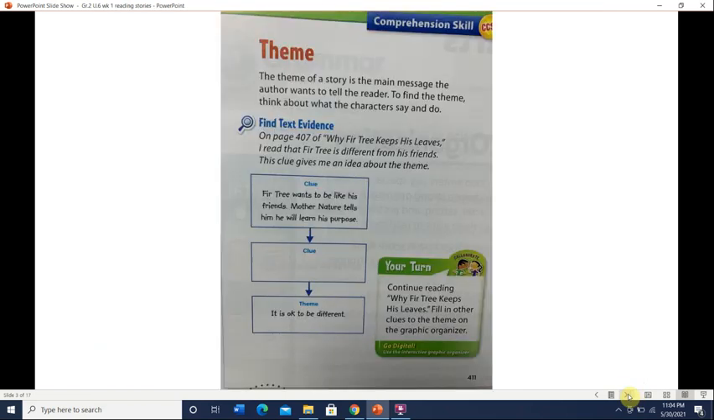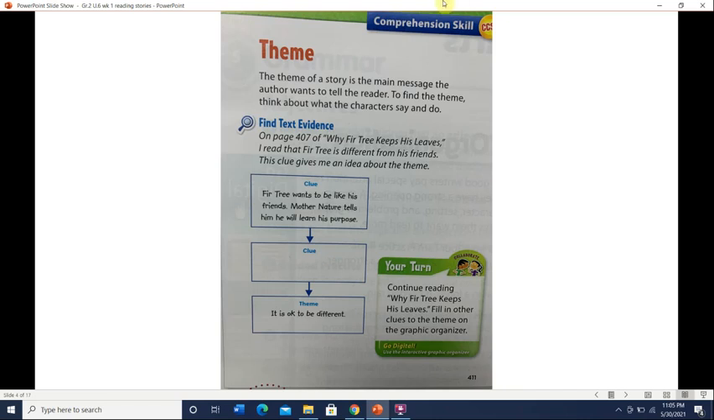Okay, let's look at the reason now. Here I just said theme. The theme is the idea or the main message of the story. Okay, so the theme of the story is the main message the author wants to tell the reader. The author wants to teach you something. He wants to teach you that, as I said, it's okay to be different. It's okay to not be exactly like your friend.